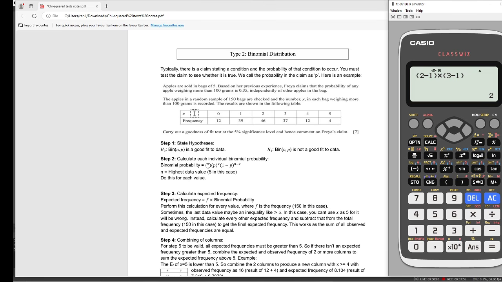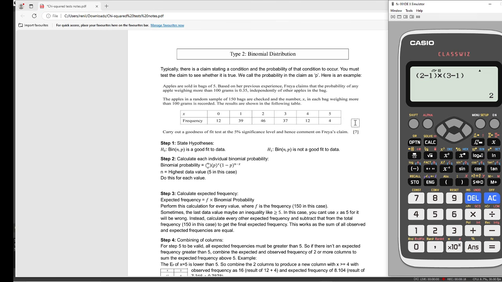And then you have this table over here which represents x as 0, 1, 2, 3, 4, 5. So this is basically all that we have here. And we have to calculate a goodness of fit test at 5% significance level and comment on Freya's claim. When they say comment on Freya's claim, it basically means whether to accept or reject.